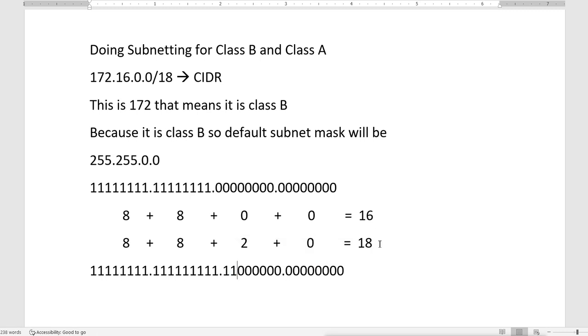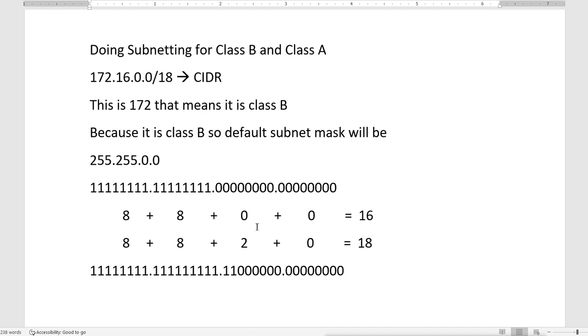So we get these 2 bits enabled from here, so it becomes 18, and all the remaining bits are 0. Now how many bits are 0? 6 from this part and 8 from this part, which makes 14. So the total is 14 zeros, and 2 ones from the host part.